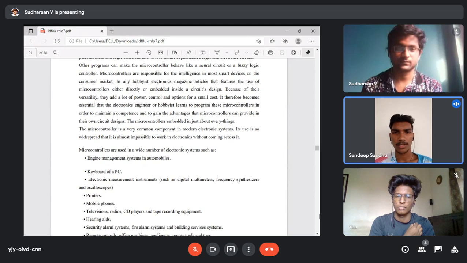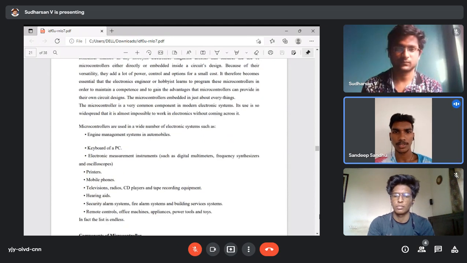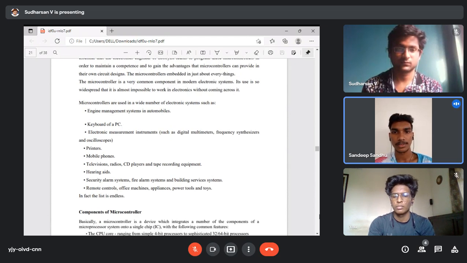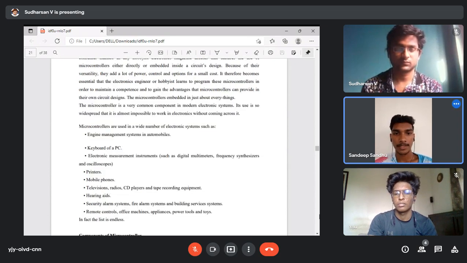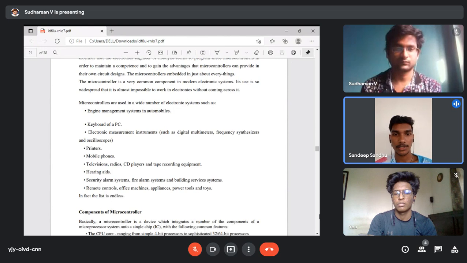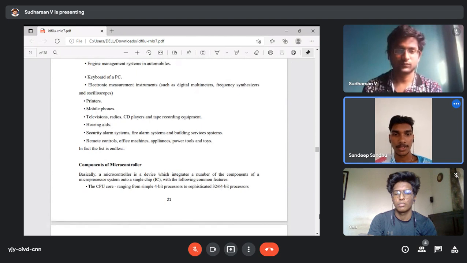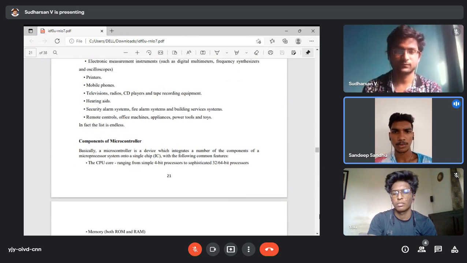Microcontrollers are responsible for the intelligence in most smart devices on the consumer market. In any hobbyist electronics magazine, there is an article that features the use of microcontrollers, either directly or embedded inside a circuit design. Microcontrollers are used in a wide number of electronic systems such as engine management systems in automobiles, keyboards of a PC, electronic measurement instruments, printers, mobile phones, televisions, radios, CD players, tape recording equipment, hearing aids, security alarm systems, fire alarm systems, building service systems, remote control of office machines, appliances, power tools, and toys.